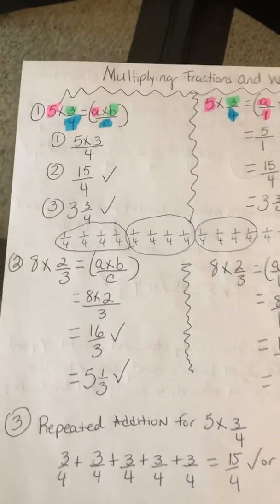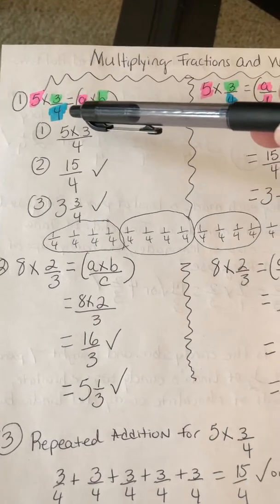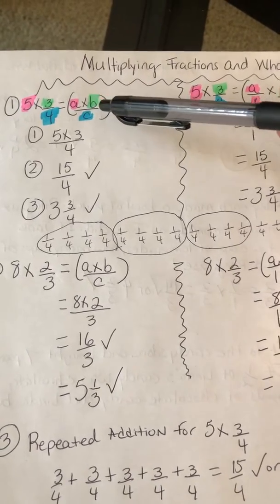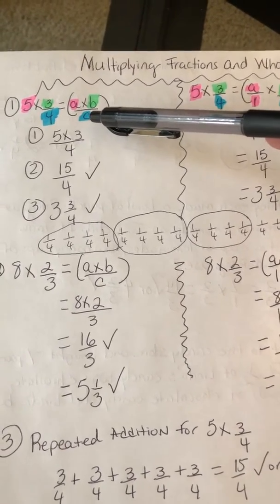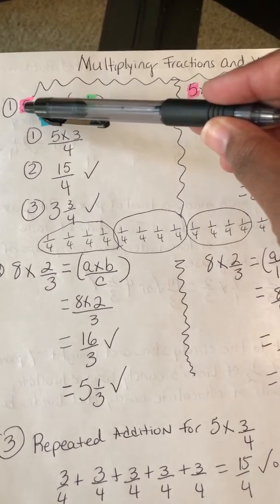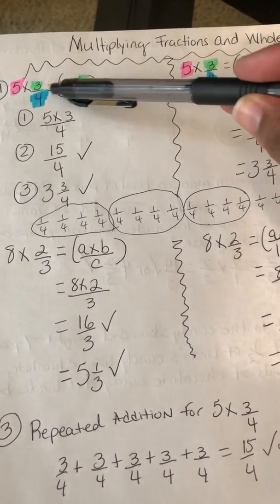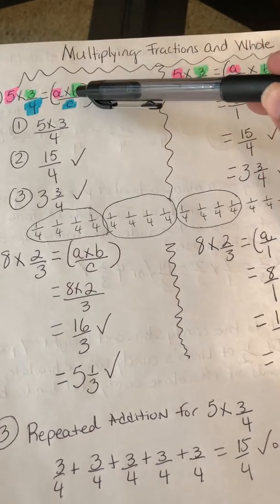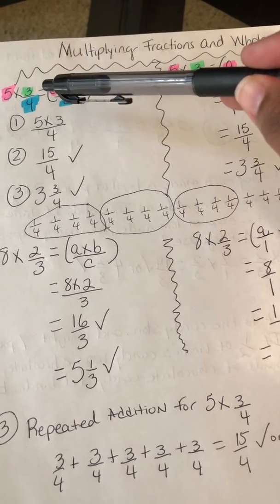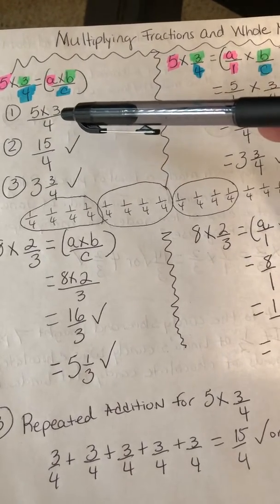So let's look at our first problem. Our first problem is 5 times 3/4. And our first strategy or technique we're going to use to solve this is A times B over C. Notice that A is pink, just like 5, because A represents 5. Notice that B is green, just like our numerator 3 over here. So 3 is B. And C is our denominator 4. So I'm going to rewrite this. So step 1 is to rewrite it using a formula. So I have 5 times 3 over 4.